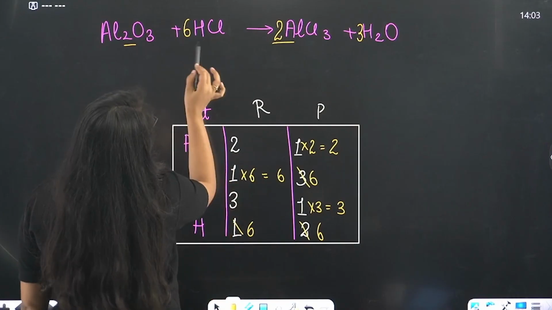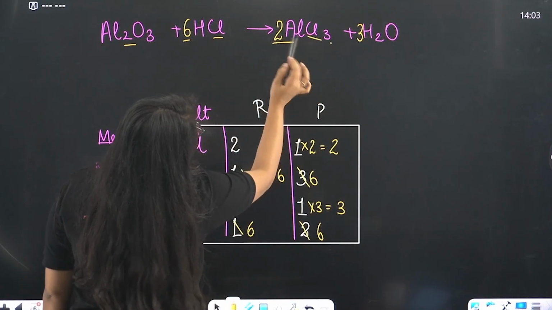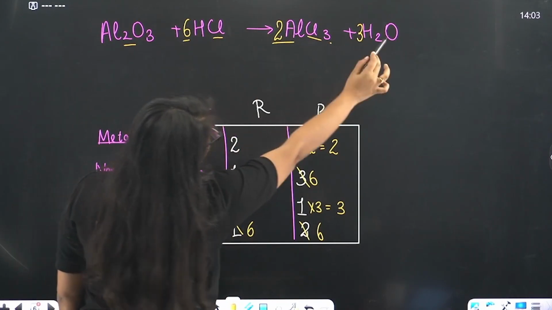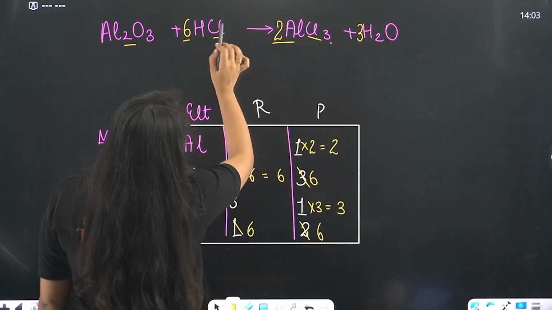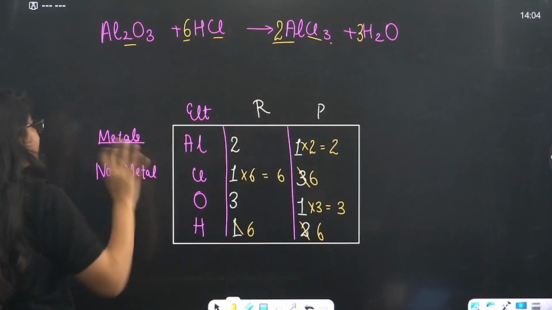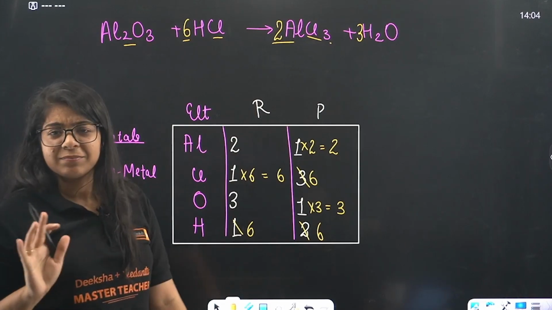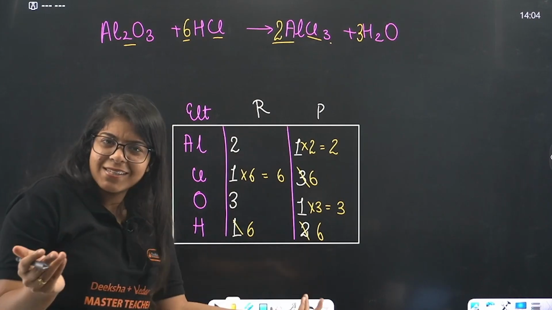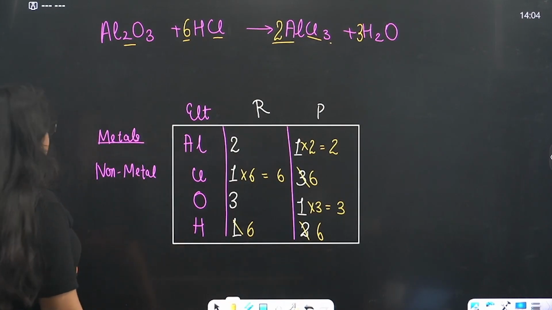Chlorine 6, 6 chlorine. 3 into 2, 6 chlorine. 6 hydrogen, 3 into 2, 6 hydrogen. 6 chlorine, done. 3 oxygen and we have 3 oxygen, and hence the balancing is done. It is not that hard. Easy, right? Correct. Next question.